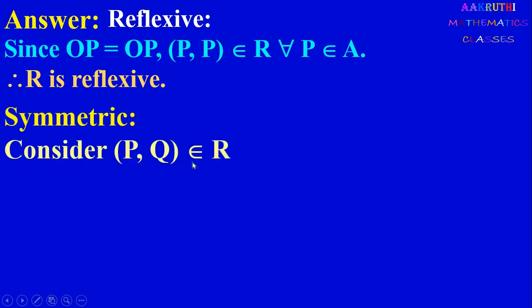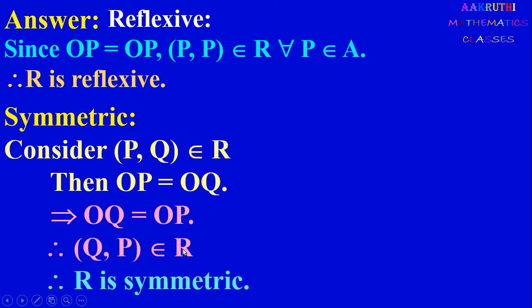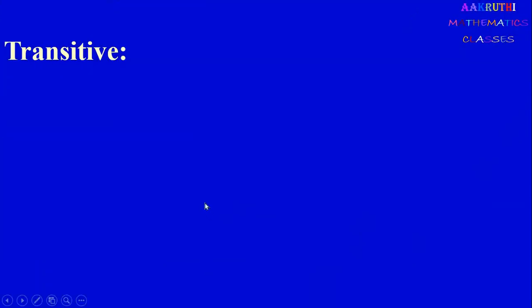So next it is symmetric. We consider (P, Q) belongs to R. So then OP equal to OQ. That is, the distance of the point P and the distance of the point Q from the origin are equal. So therefore OP equal to OQ. If OP equal to OQ, then OQ is also equal to OP. Therefore (Q, P) belongs to R. So if (P, Q) belongs to R, then (Q, P) also belongs to R. Therefore R is symmetric.